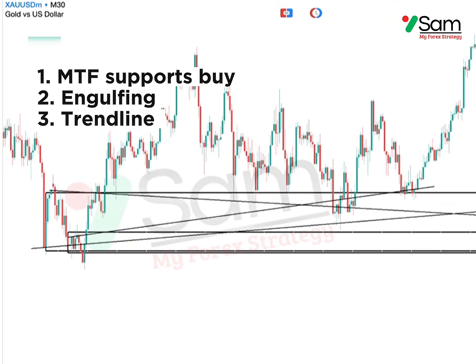1. Multiple time frames from H4 to M30 all support a buy direction. 2. There is a bullish engulfing pattern. 3. Trendline confluence creates a highly precise entry zone.